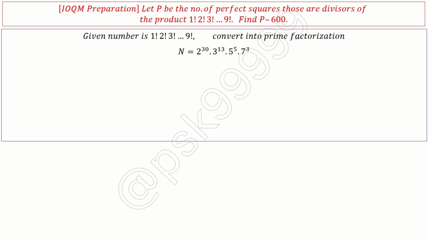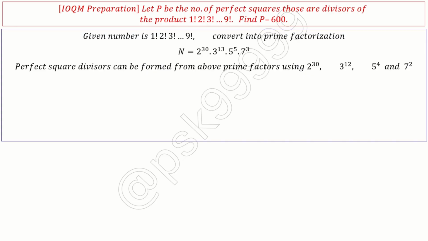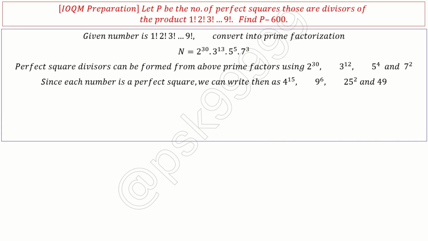Now out of this, how many perfect squares can you form? 2 to the power of 30 you can form. 3 to the power of 13 you cannot form, but 3 to the power of 12, 5 to the power of 4 and 7 square, these are the perfect square numbers. Now I want to see what perfect squares I can form using this. That is 4 to the power of 15, 9 to the power of 6. 3 square is 9.